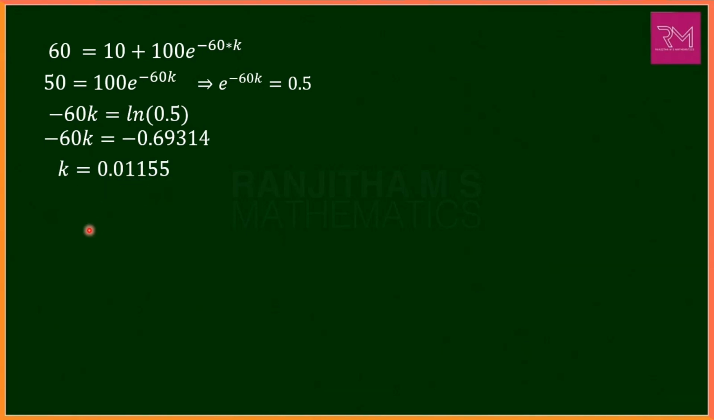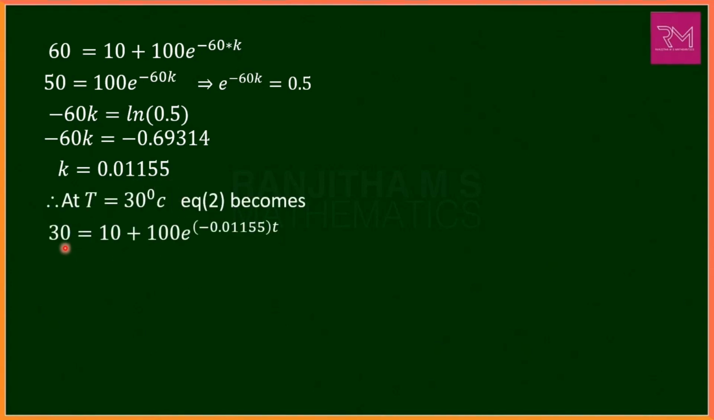Once we obtain the lambda and k values, at T equal to 30 degrees Celsius, equation 2 becomes, substituting all the values in equation 2, T is 30, which is equal to 10 plus lambda, which is 100, into exponential power of k. In the place of k, we substitute 0.01155. That is, minus 0.01155 into t as it is. You have to find the t value. Here take this 10 to the left hand side, that is 30 minus 10 is 20, which is equal to 100 into exponential power minus 0.01155t.